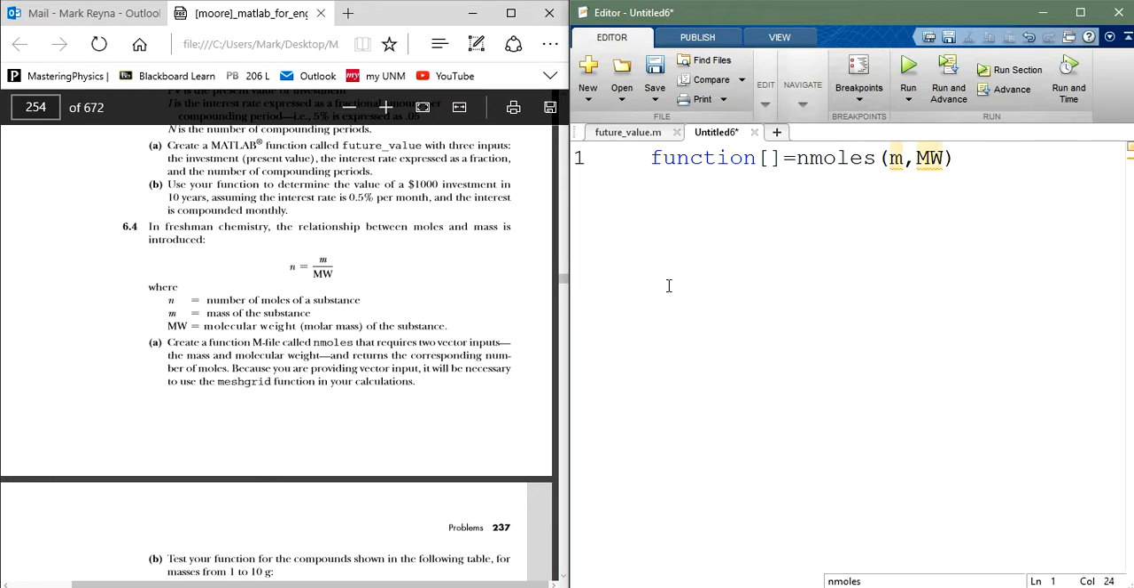Because you are providing vector input, it will be necessary to use the meshgrid function in your calculations. Well, let's get that out of the way right now. We're going to say nm, comma, nmw is equal to, oh, I'm sorry. Nope. There we go. That's how you use meshgrid. Meshgrid of m, comma, mw.